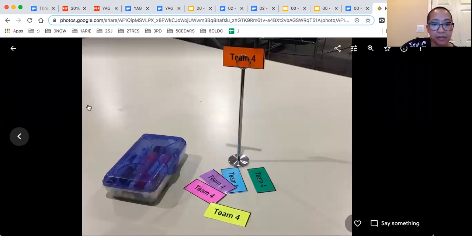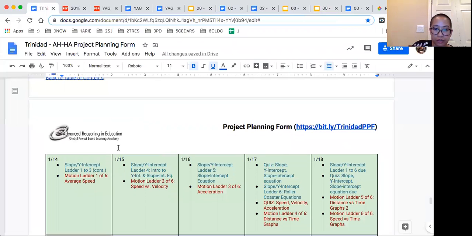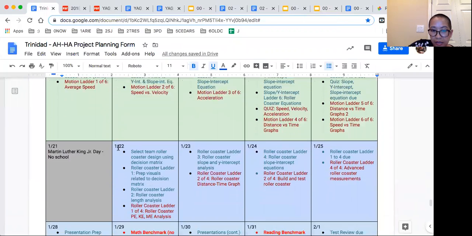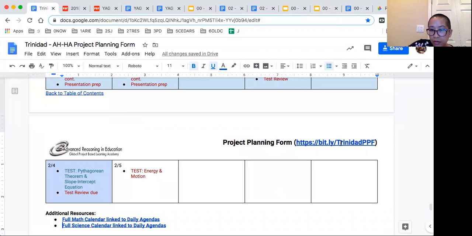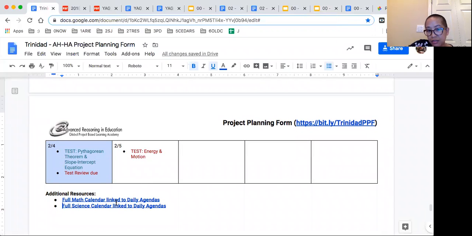I hope some of those tips gave you some things to help think about. If you want to look really carefully at the sequence, you can again go to this project planning form, and then after the calendar you can click through the agendas and look at the activities.